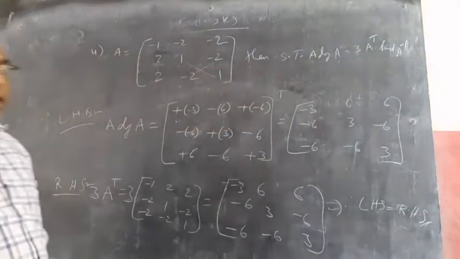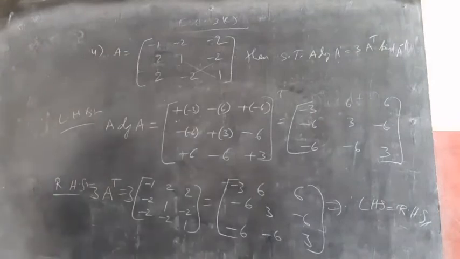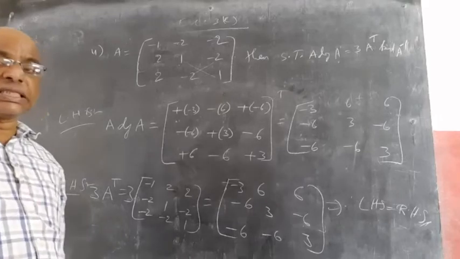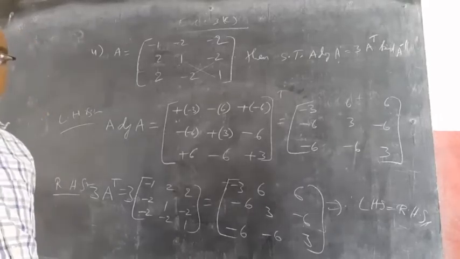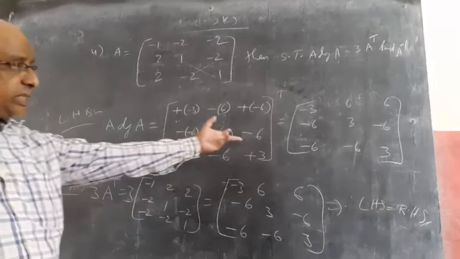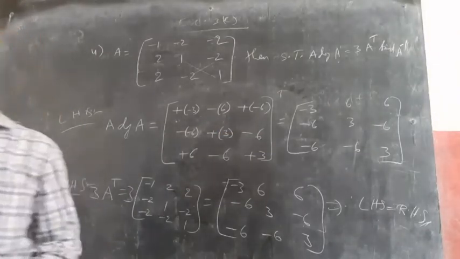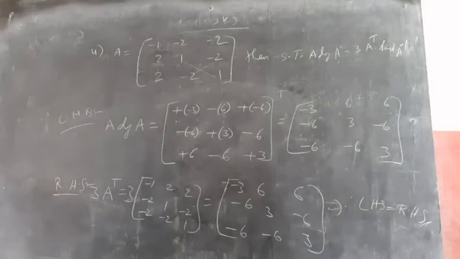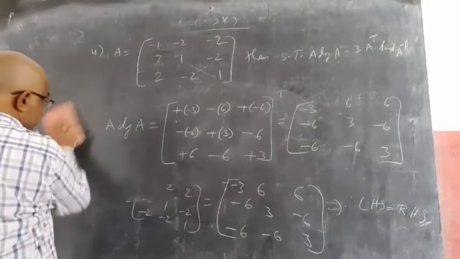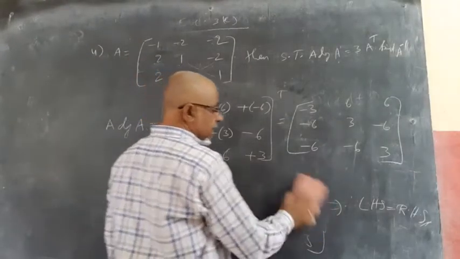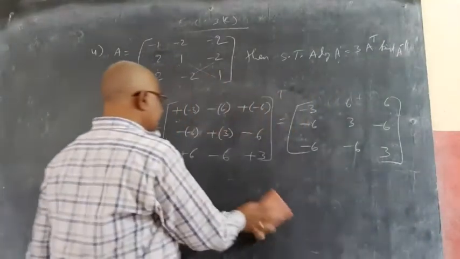Next, he is asking find A inverse also for the same sum. A inverse means we just need det A extra, that's it. 1 by det A into this adjoint A gives me A inverse. So we need to find det A first. I have already got adjoint A. Now I need to find det A.